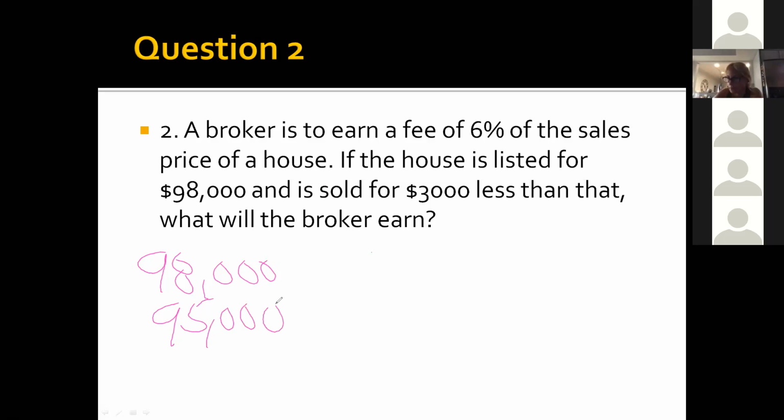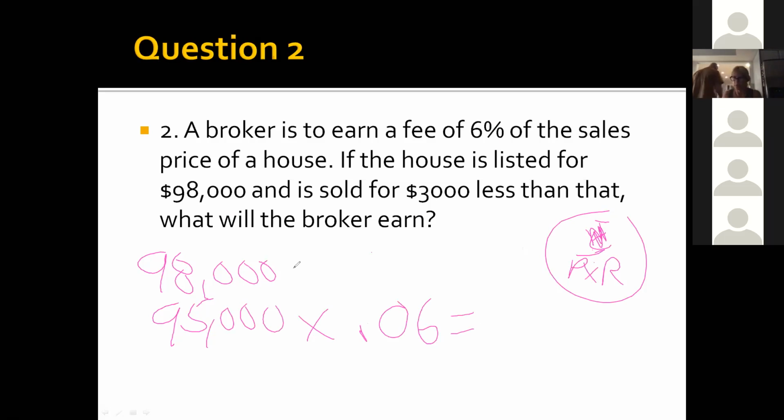What will the broker earn? So we have the same thing. We have earnings, principal, rate, with the divide in there. Again, we're looking for earnings. So we're going to do price times rate. So 95,000. How do we write 6%? Well, we learned that just a minute ago. We're going to write it as 0.06. And again, 95,000 times 0.06 is 5,700.